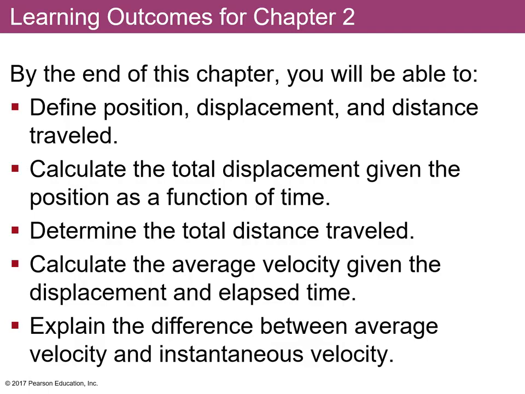We will be able to calculate the total displacement given the position as a function of time. So you will be given position as a function of time and then asked to find the total displacement or maybe the total distance. We should be able to calculate the average velocity given the displacement and the time elapsed. Explain the difference between average velocity and instantaneous velocity.